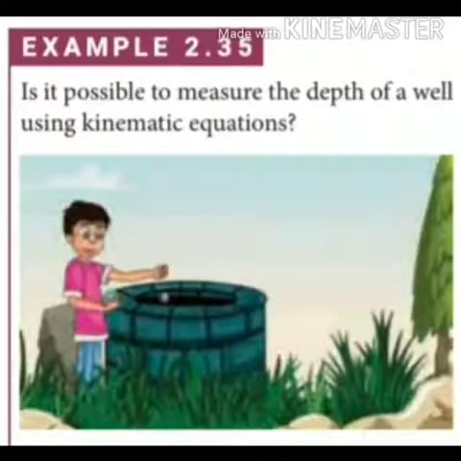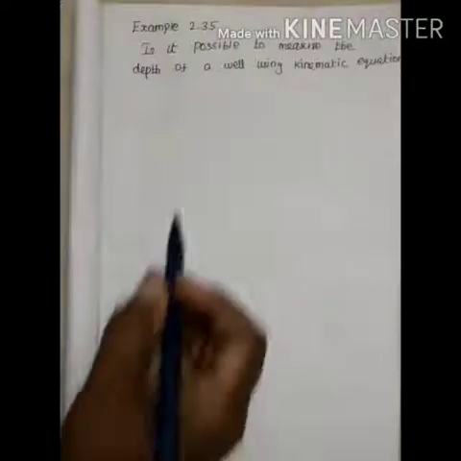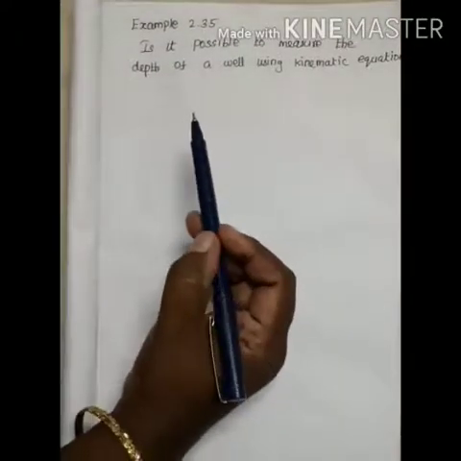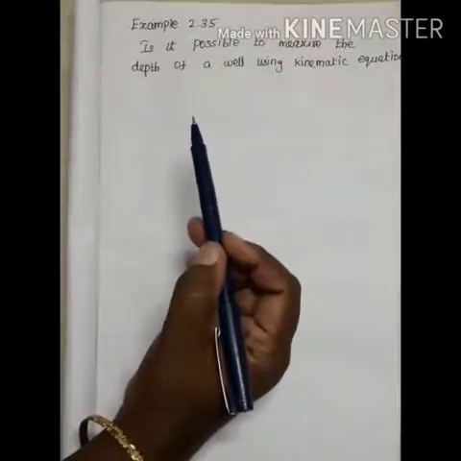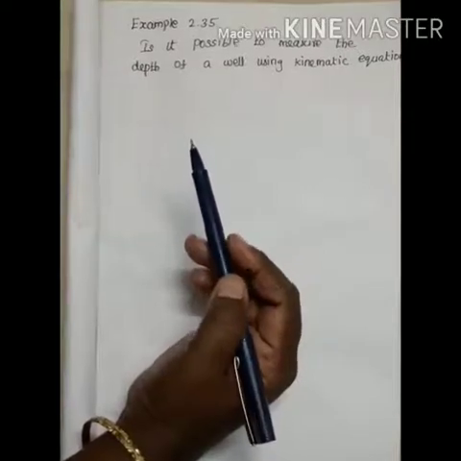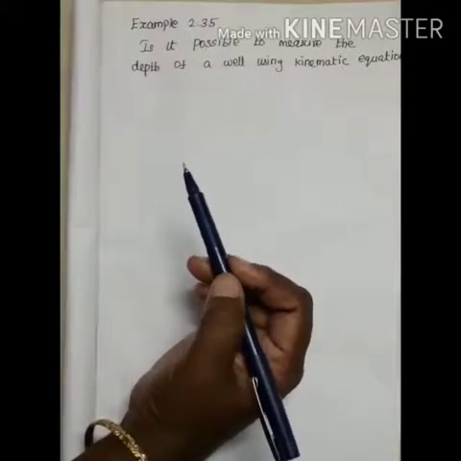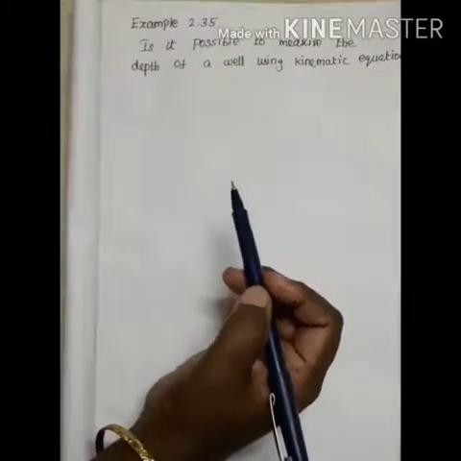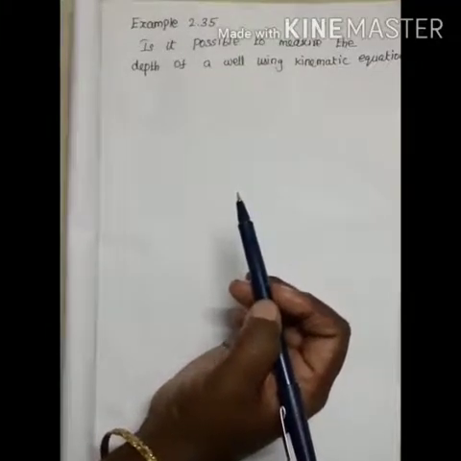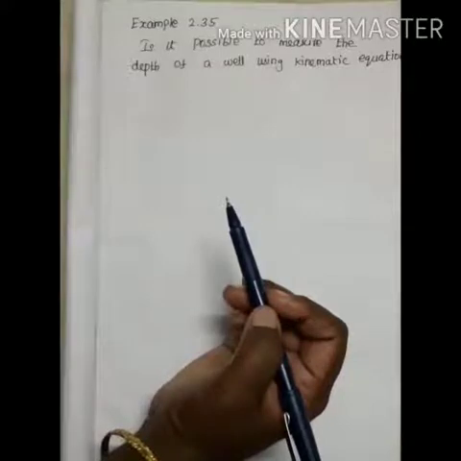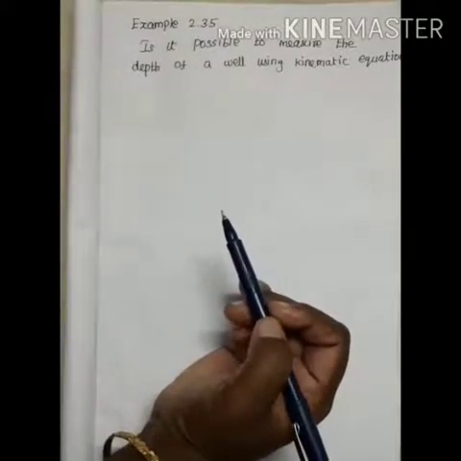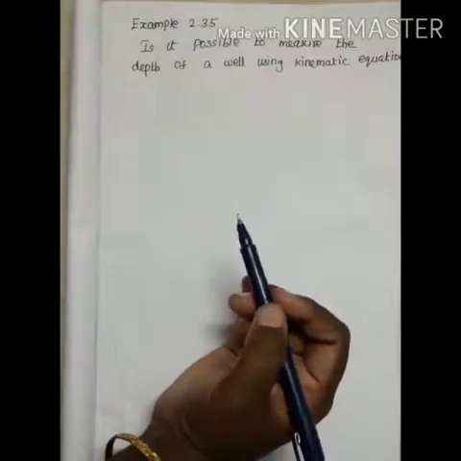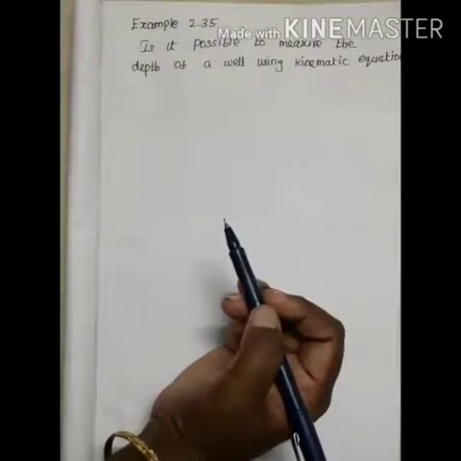It is possible to measure the depth of a well using kinematic equations. Consider a well without water of some depth d. Take a small object, for example a lemon, and a stopwatch. When you drop the lemon, start the stopwatch. As soon as the lemon touches the bottom of the well, stop the watch. Note the time taken by the lemon to reach the bottom and denote the time as t seconds. Now we apply the second equation of motion.